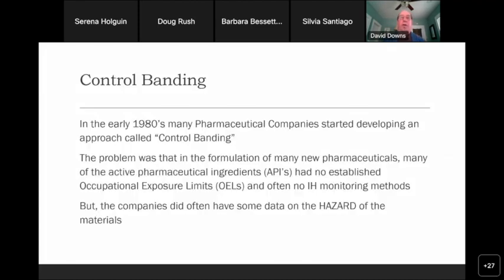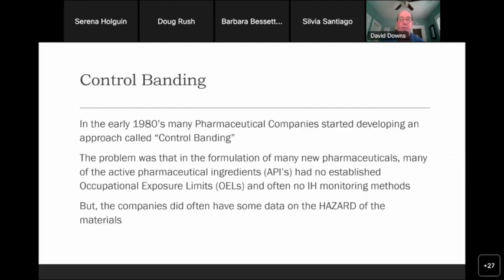So the first area that I'm going to talk about is control banding, and really it's appropriate to start with this particular concept. It was really the first attempt that was made back in the late 70s and some companies in the early 80s, primarily in the pharmaceutical business. So pharmaceutical companies started developing an approach called control banding.